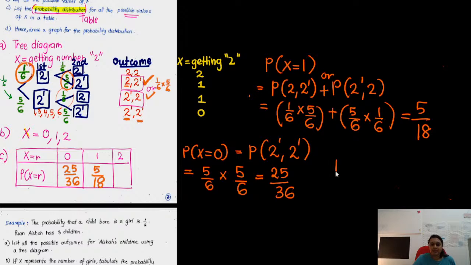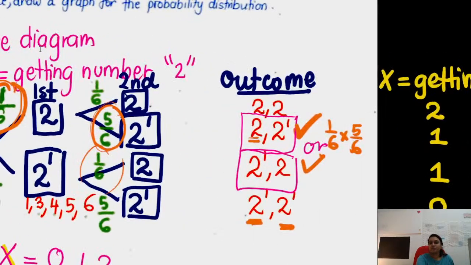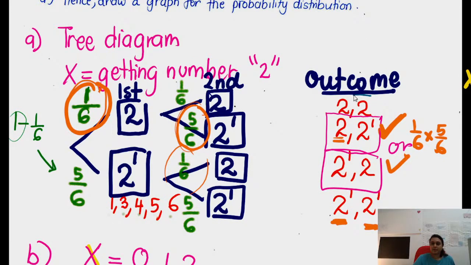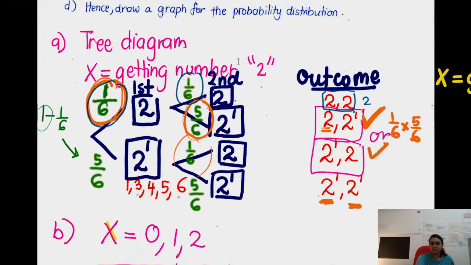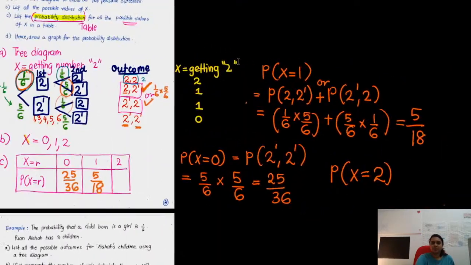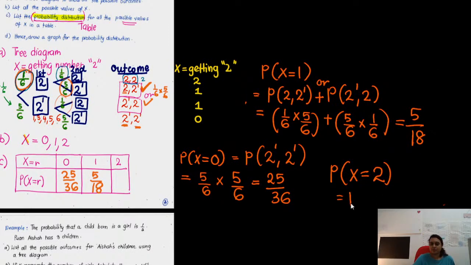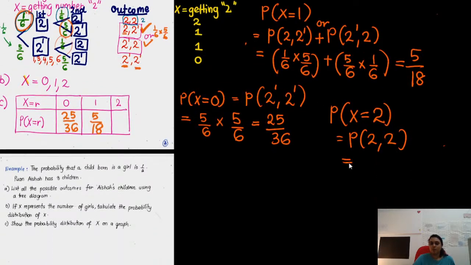What is the probability of getting the number 2, 2 times? Because x equals 2. So for 2 times, we follow this first one. This is the one 2 times, right? Number 2, number 2. Okay, so take the values here: 1 over 6 times 1 over 6. This one will be the probability of getting number 2 and number 2. So 1 over 6 times 1 over 6, which is 1 over 36.